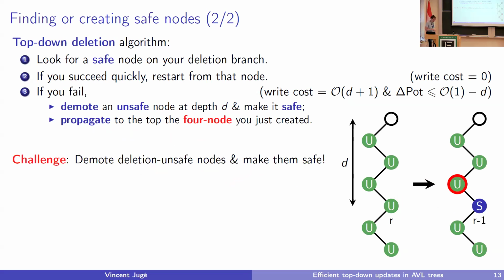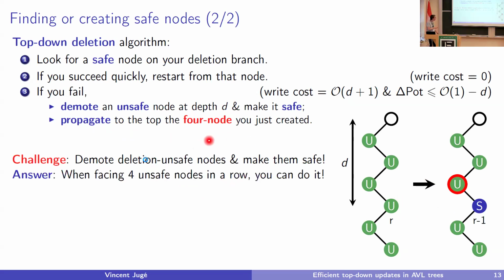A bad but correct answer to this challenge is that when you have 4 unsafe nodes in a row, you can do it. You don't want to do it, but you can. The good answer is that you have just 12 cases to look at. They are all simple, but it doesn't fit on one slide, and nobody wants to hear it during an oral presentation. So you should not do that, but you should know that you can do it. This was exactly what was done for weak AVL trees in general, but the base bricks were not the same.